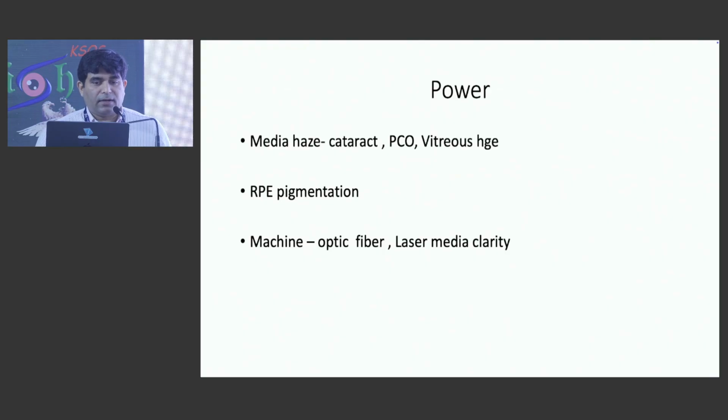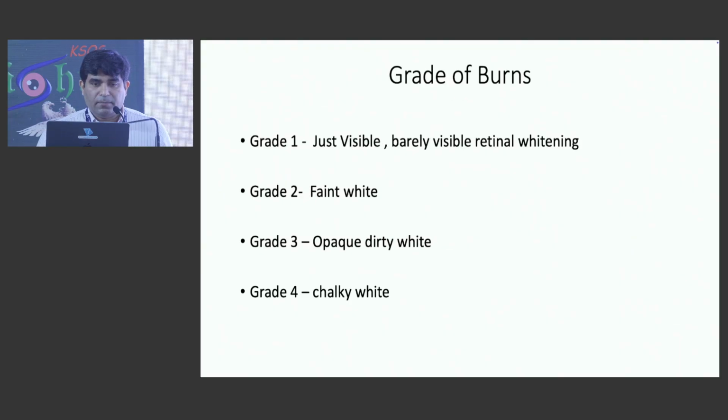If there is cataract or PCO or vitreous hemorrhage, the power would be high. And RPE pigmentation, basically in Asians, is very high. So less laser power is required. It also depends upon the machine, optic fiber, and media clarity.